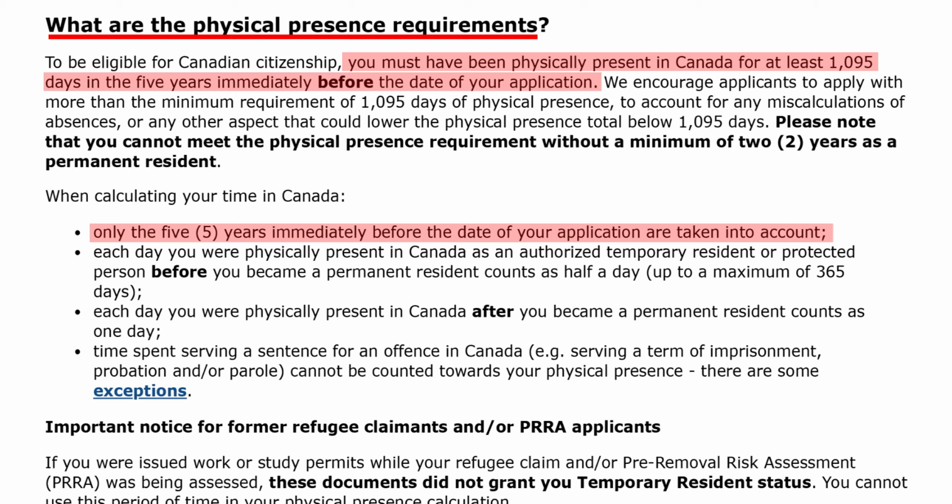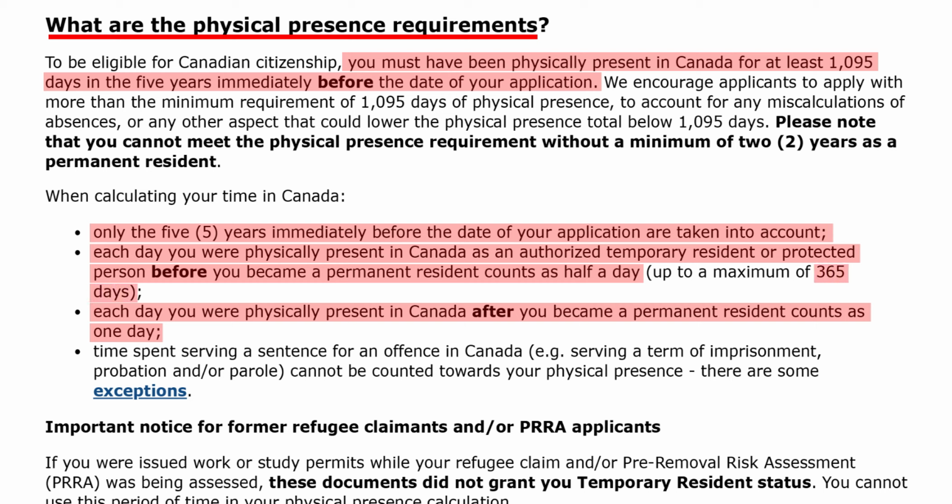Within that 5-year period, every day you spend in Canada as a permanent resident counts as a full day. Every day you spend in Canada as a temporary resident or protected person before you become a permanent resident counts as a half day, up to a maximum of 365 days. Therefore, in order to get the maximum 365-day credit, you need to be physically present in Canada as a temporary resident for 730 days during your eligibility period.